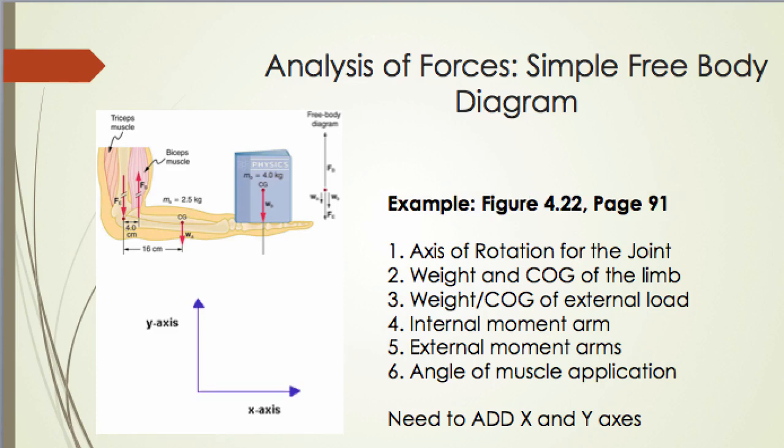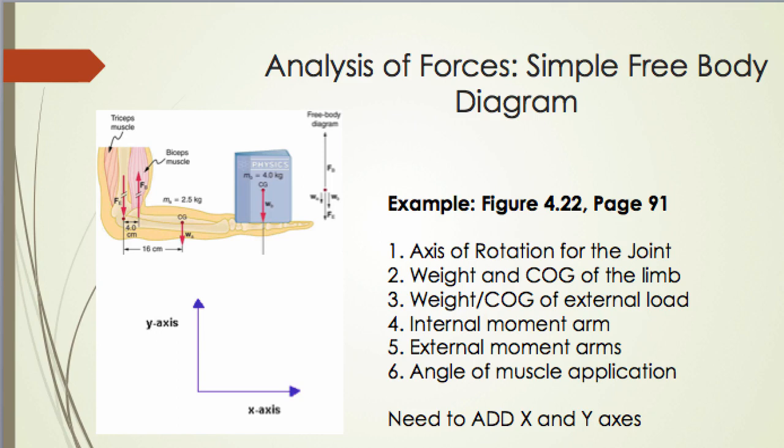So let's look at our example in figure 4.22, page 91. In this example, we have a picture of somebody performing a long arc quad using the quadriceps in a sitting position. Okay? So let's take a look at figure 4.12b. That's the free body diagram on the right. And you'll see that we have all kinds of colors and all kinds of arrows. We're going to try to make sense of those. So let's look for the axis of rotation within the joint. Where is it? Well, it's the little white arrow that's being pointed to by J. Right? That's the axis of rotation.